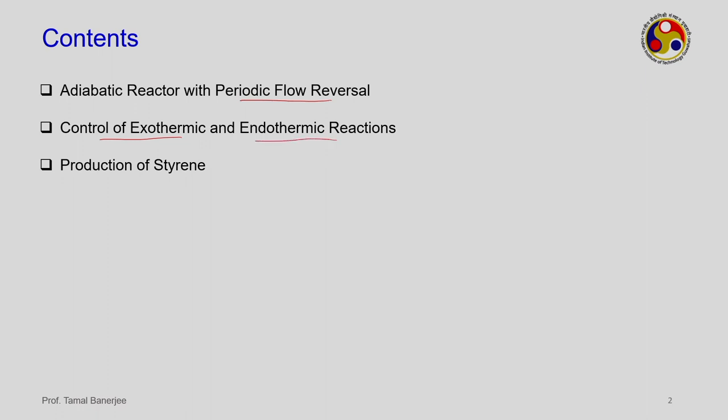We will take the example of an endothermic reaction here: the production of styrene, because it is a classic endothermic process, and it is very important in the polymer industry, because polystyrene is usually used as a polymer in packaging materials. Styrene is the monomer in this case. So the production of polystyrene is very important.